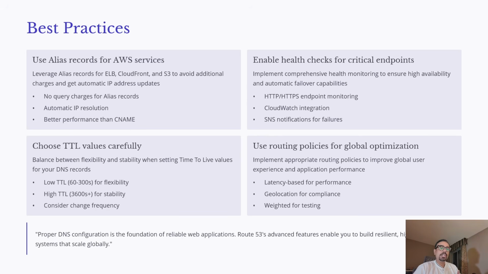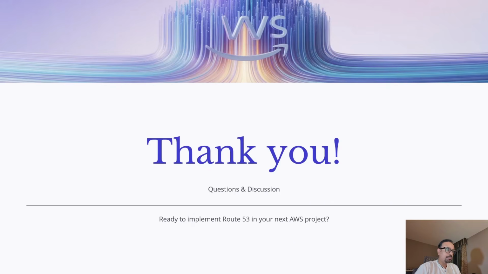For example, you can use latency based routing for performance, geolocation routing for compliance, or weighted routing for testing and gradual rollouts. So that brings us to the end of the deep dive into Amazon Route 53, DNS and domain management.